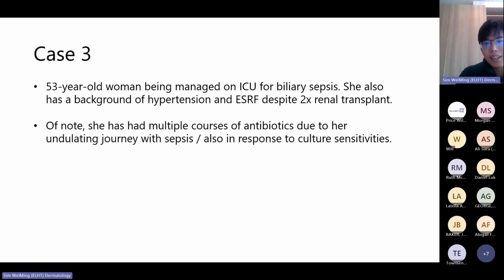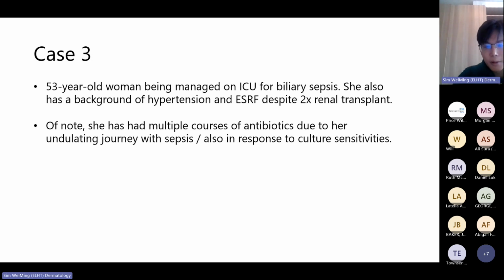So case three is slightly different, because the previous two cases were people who presented to A&E and then got shipped up to ICU. But I thought, let's do a case where the patient is already on ICU. This is a 53-year-old woman with biliary sepsis in ICU. She also has a background of hypertension and end-stage renal failure. And just to make things more complex, she already had 2 failed renal transplants. Now she's on ICU because she has an undulating journey with this biliary sepsis.